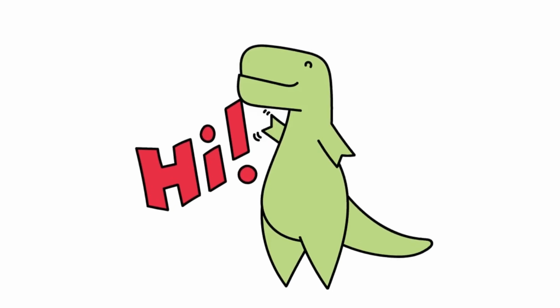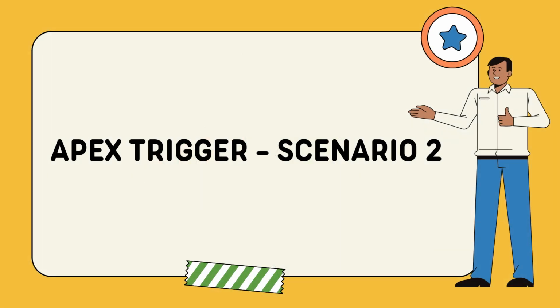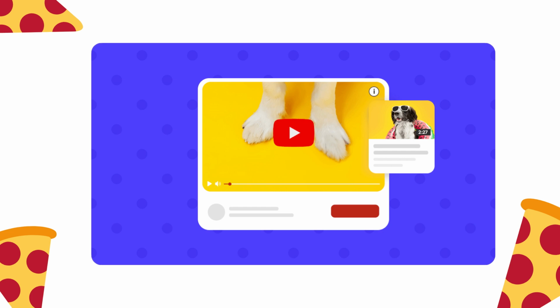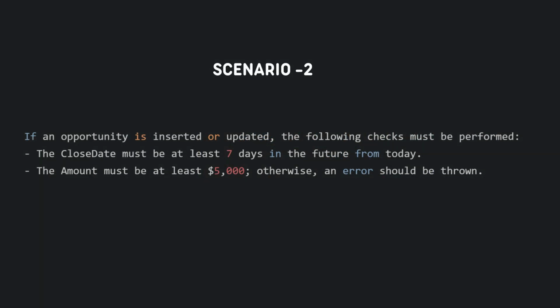In this video, we will explore our second Apex trigger scenario. Before we dive into the topic, I have created a dedicated video on Apex triggers using the PUBG example. It's a fun and engaging way to understand triggers, context variables, events, and when to use them. I highly recommend watching that video first to get a solid foundation before proceeding with this. You can find the link in the description or in the iCards. Now, let's get back to the topic.